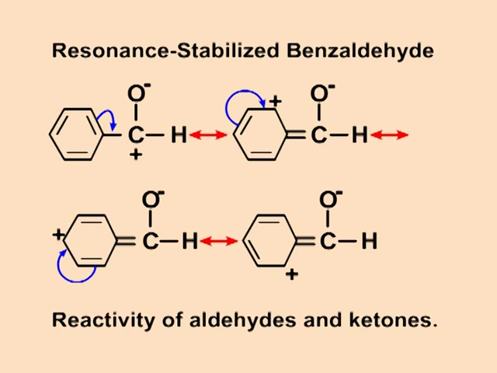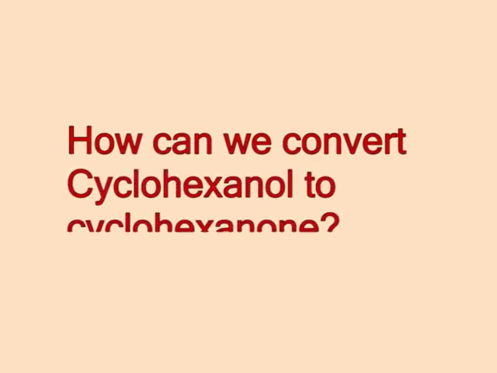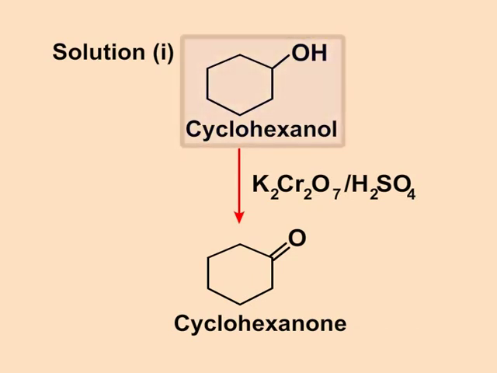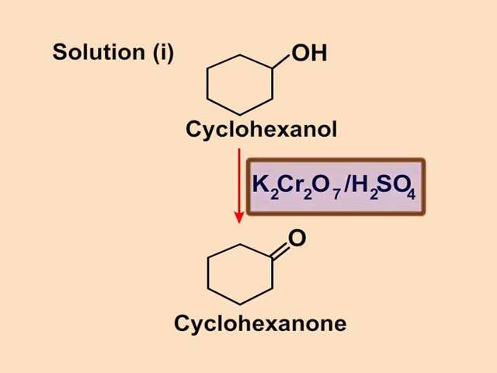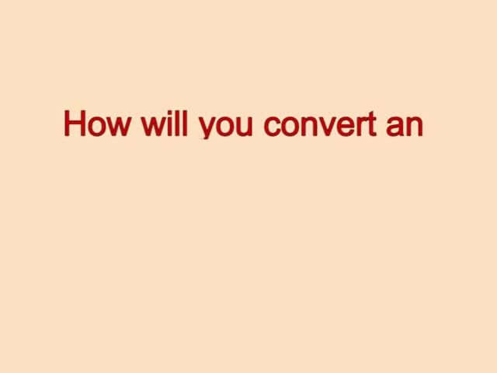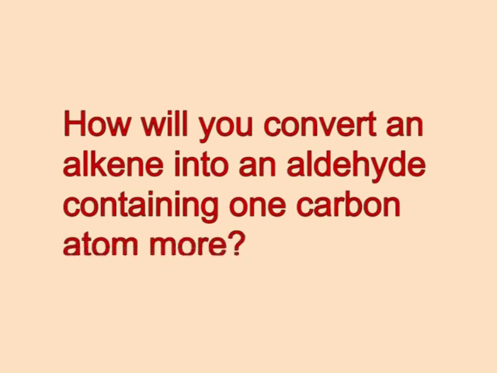Now that we have learned so much, let me ask you a few questions. My first question is, how can we convert cyclohexanol to cyclohexanone? And the answer is, cyclohexanol on oxidation with oxidizing agent, potassium dichromate and sulfuric acid, gives cyclohexanone. The next question is, how will you convert an alkene into an aldehyde containing one carbon atom more?